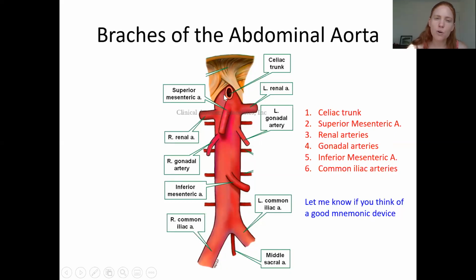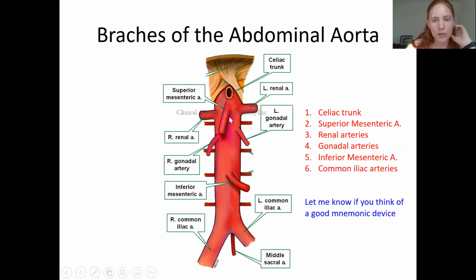The very first one coming off of it is going to be the celiac trunk. Immediately after it emerges from the diaphragm, which is that sheet of muscle that separates the thoracic cavity from the abdominal cavity, the very first branch of the abdominal aorta is the celiac trunk. Again, you see trunk, that just means it will have some branches coming off of it.